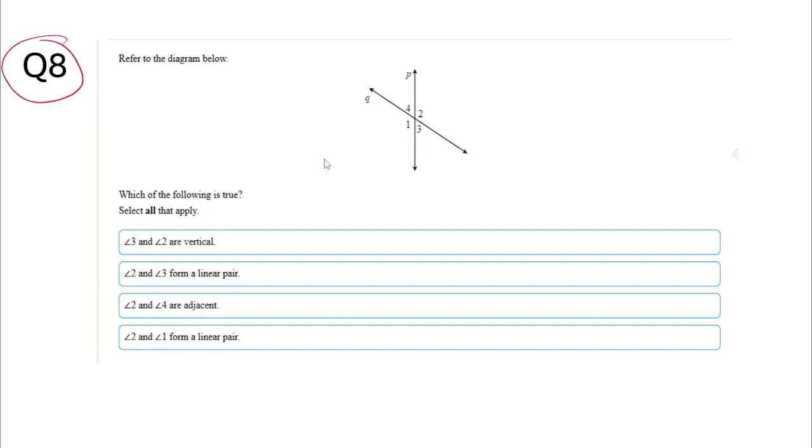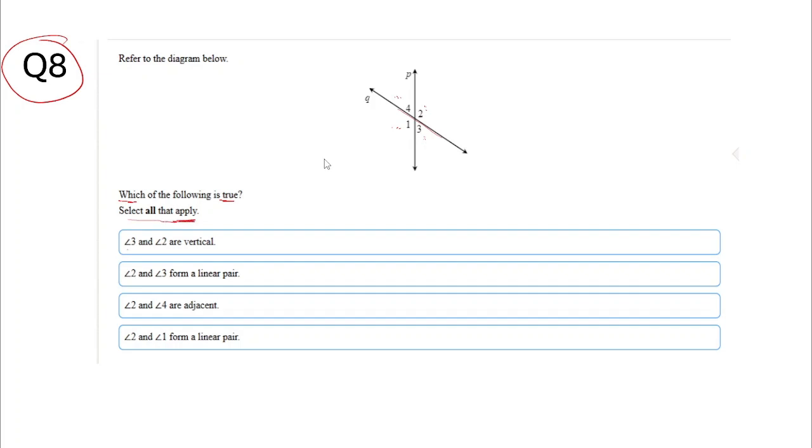Question number 8 says, refer to the diagram below. Okay, we have these two lines. So we have opposite angles, and we have here linear pair angles. And also we have this with this one, we also have adjacent angles, right? You remember this when we discussed in previous questions? So anyway, let's see. Which of the following is true? Select all that apply.